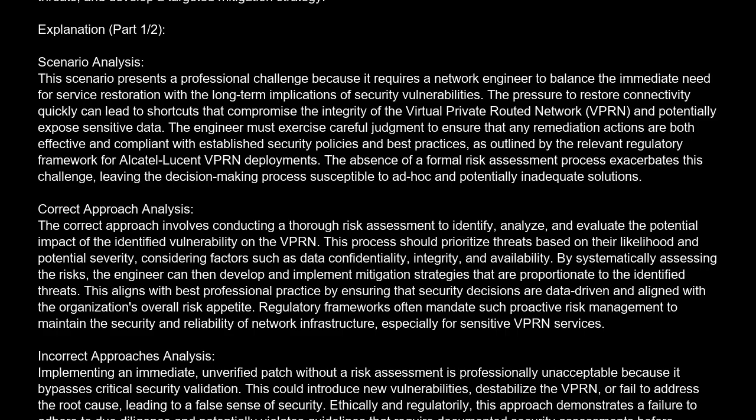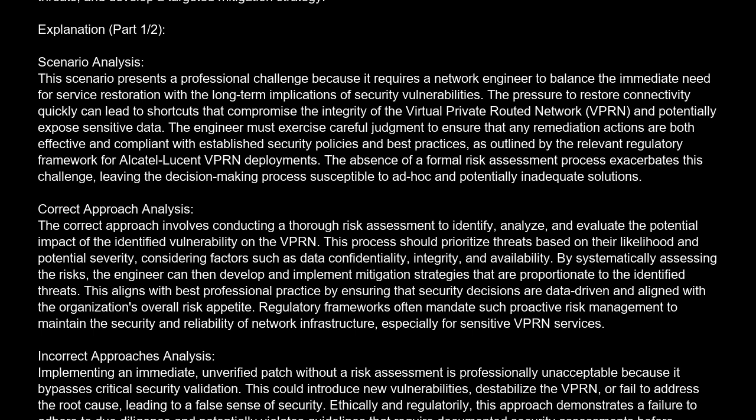The pressure to restore connectivity quickly can lead to shortcuts that compromise the integrity of the virtual private routed network, VPRN, and potentially expose sensitive data. The engineer must exercise careful judgment to ensure that any remediation actions are both effective and compliant with established security policies and best practices, as outlined by the relevant regulatory framework for Alcatel Lucent VPRN deployments. The absence of a formal risk assessment process exacerbates this challenge, leaving the decision-making process susceptible to ad hoc and potentially inadequate solutions.